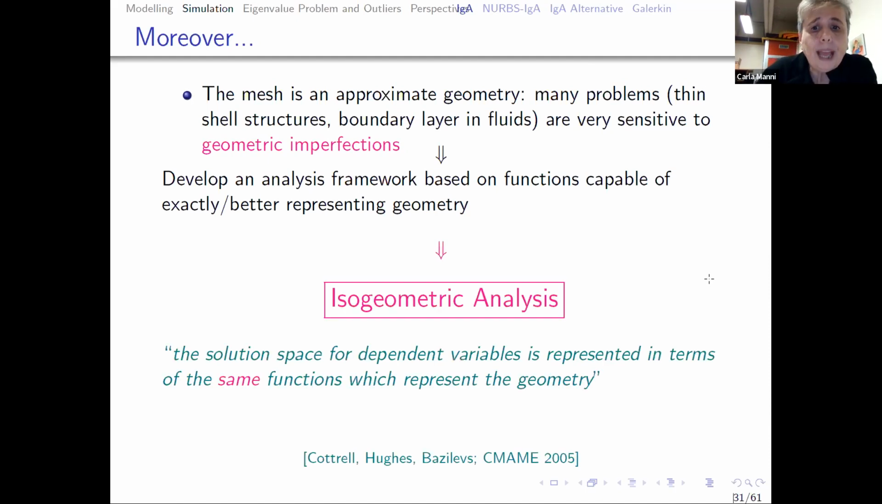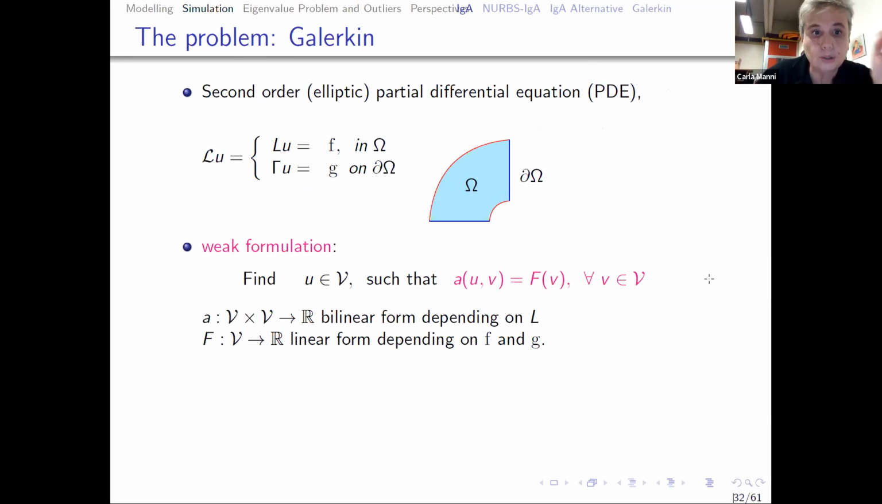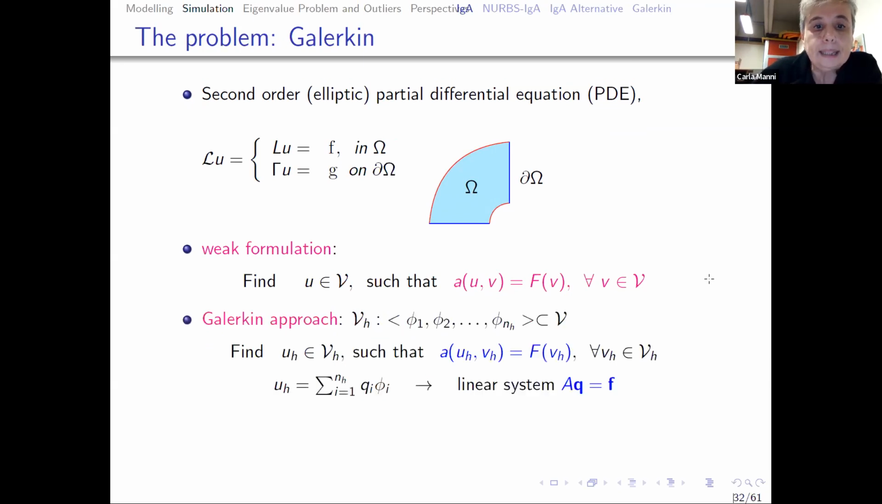And then in addition, you also notice that in many problems, say shell structures or boundary layers and so on, these problems are very sensitive to geometric imperfection. So a careful representation of the geometry of your domain is so important. And then it is natural to try to develop a framework where you have a better, or if it is exact, even better, way to represent the geometry. And so the idea of isogeometric analysis is to use the same functions to represent your geometry and to represent also the space of the approximate solution. And since the geometry is the output of the CAD and uses B-splines, you want to use B-splines also for analysis. That's it.